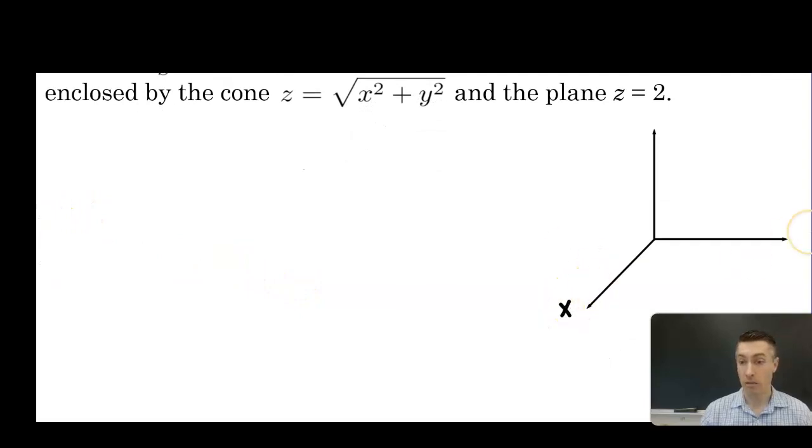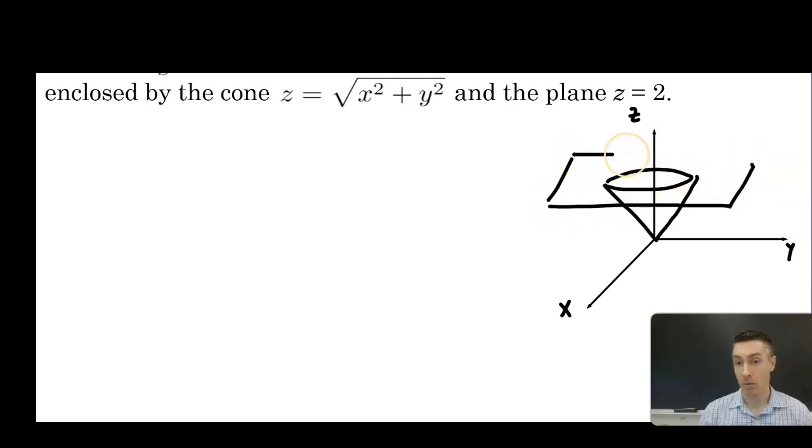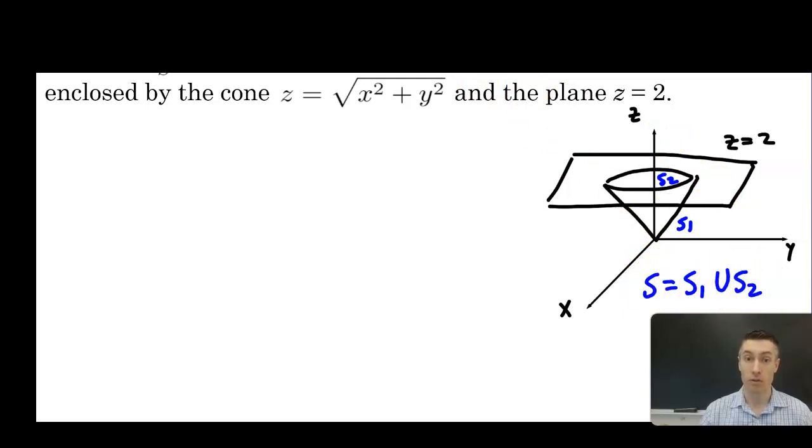If we draw it out, we have a cone, and then we have the plane z equals 2. So the surface that we're integrating over is the cone, and then the disk that closes the cone, which we'll call S2. So the surface S is the union of S1 and S2. There are two surfaces, the cone and the plane, that make up the surface we're integrating over. So this is a closed region.